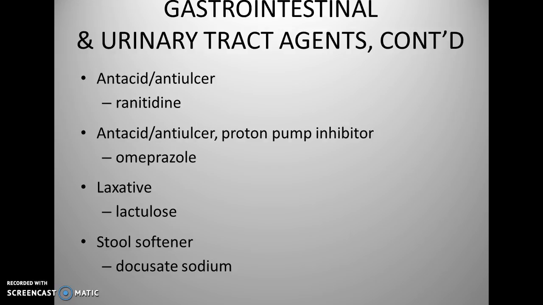Other gastrointestinal drugs are laxatives or stool softeners. These agents are commonly prescribed to treat constipation, the condition of dehydrated stool in which bowel movements are infrequent, hard, or painful or difficult. Aside from changing the patient's diet, food intake, and activity level, drug therapy may be suggested. And a good example of that is lactulose. And then you have stool softeners.